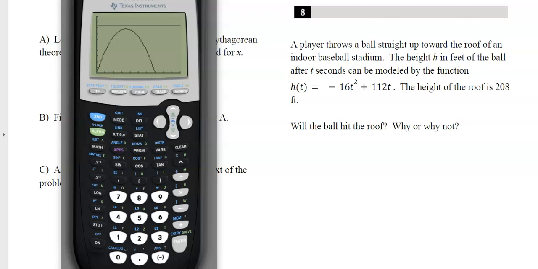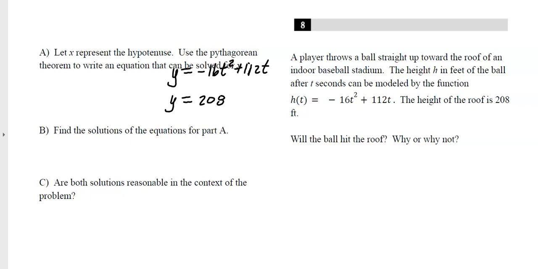And if I wanted to, I could go to my table and I could check things out. But it looks like it stopped short. So I'm going to answer this question and say no. And I could say something like it doesn't intersect y equals 208. Or, maybe I actually work it out and I tell what the max is and I say, no, the max is 190 or whatever. I'm not going to do it, but I know the answer is no.